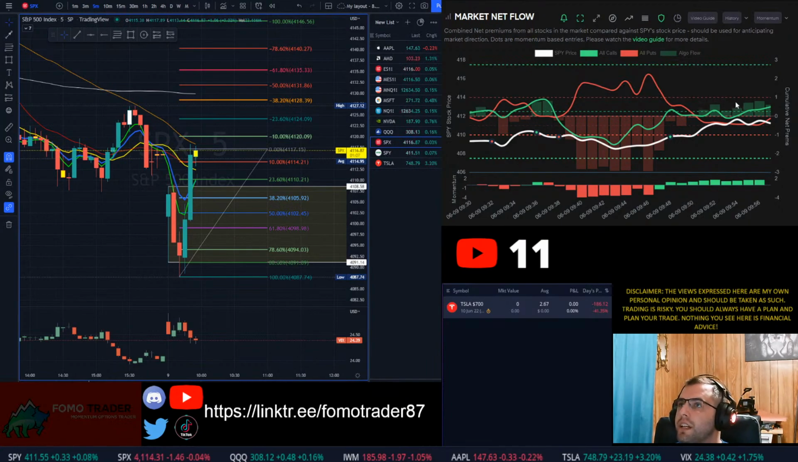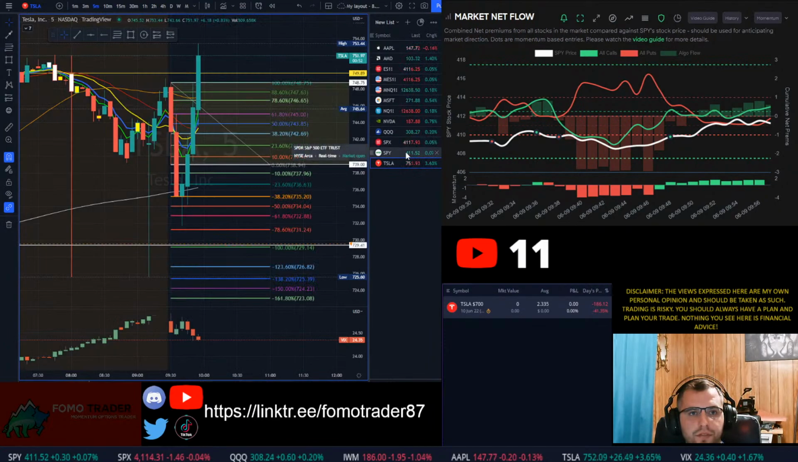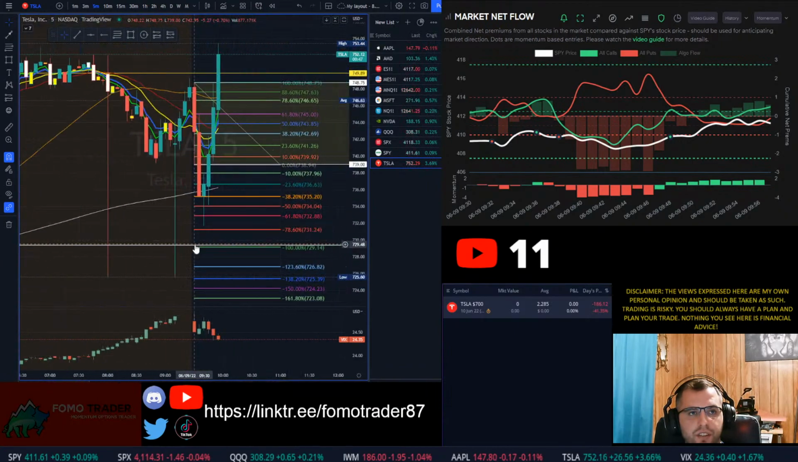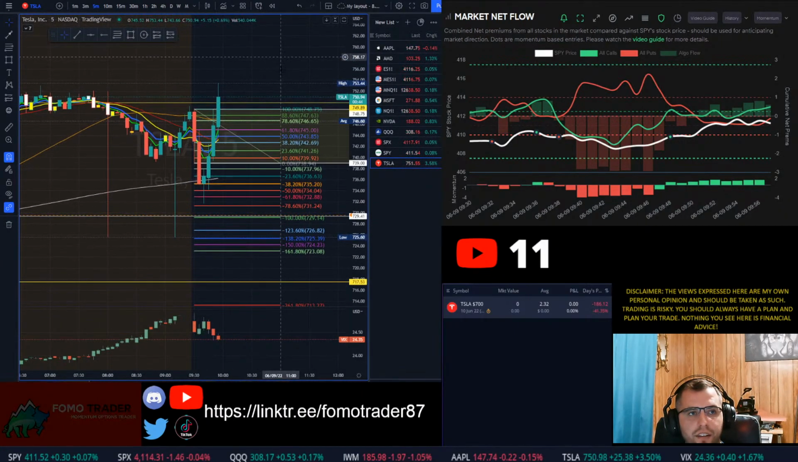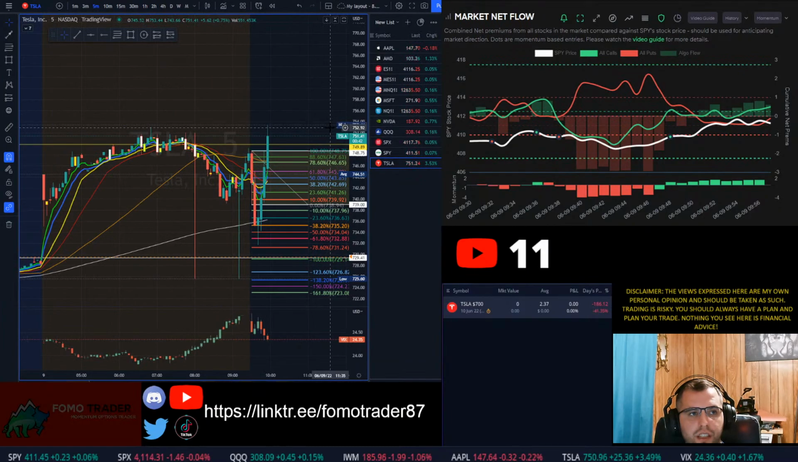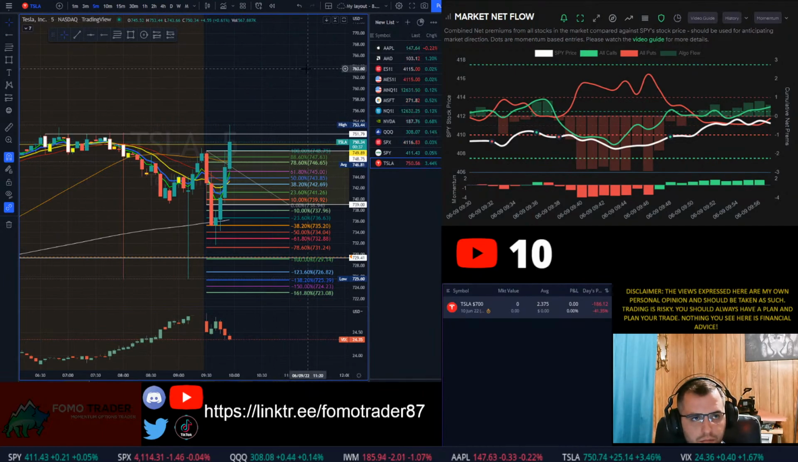So right now on the market net flow over here, we have calls slowly going up and puts slowly going up. When both of them go up like that, it tends to lead to choppy price action. Tesla making a big move above yesterday's high. Let's see how this candle closes, and if we can hold above this level. If the body of the candle can hold above this level, we'll then be looking at some calls on Tesla.